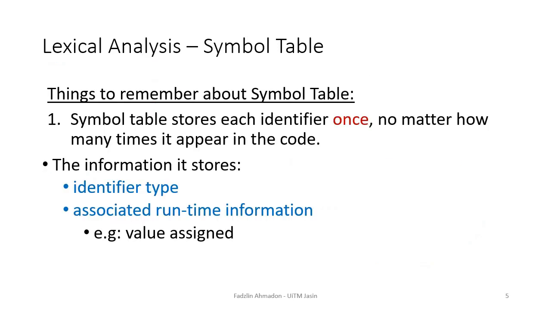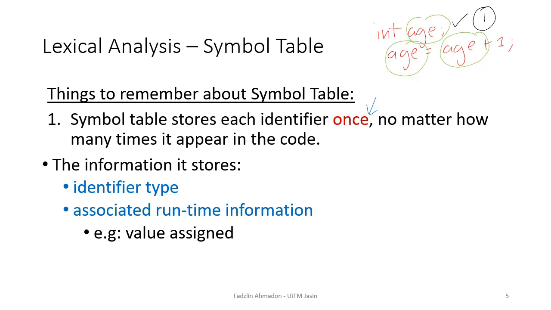Okay. So what are the things to remember about the symbol table? First of all, the symbol table will store each identifier once, no matter how many times it appears in the code. For example, if you have a program where first you declare age, and then you do some calculation, age equals to age plus one, you will encounter the identifier age three times. However, in the symbol table, age is only stored once.